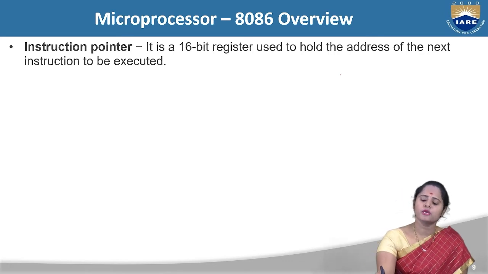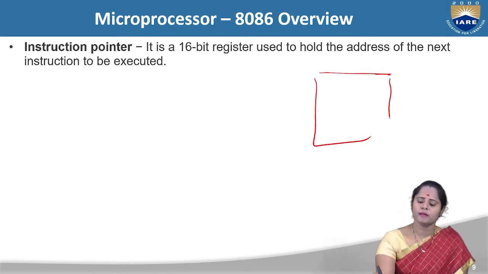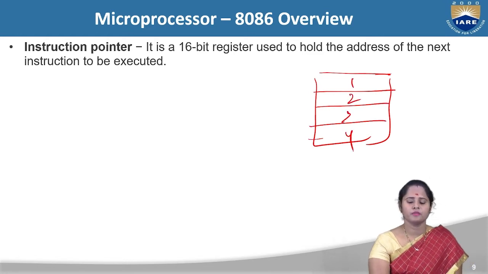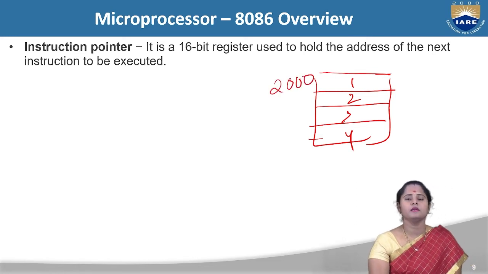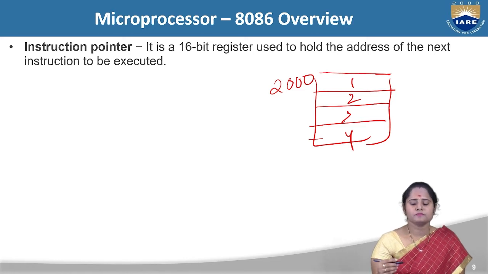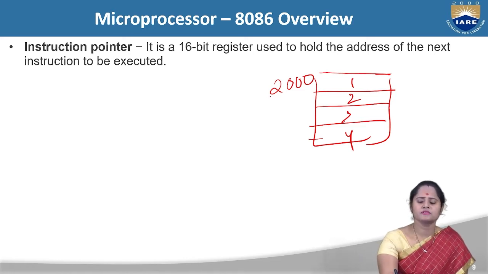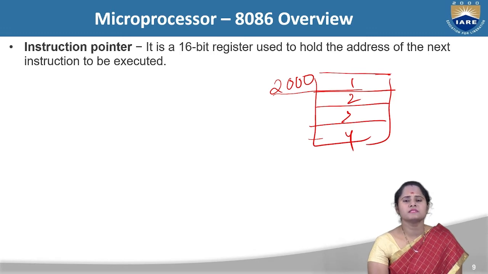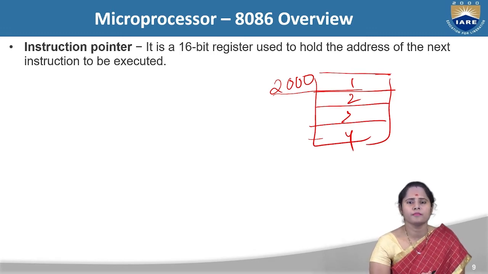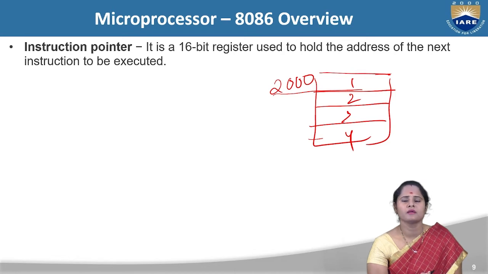So in my memory location, I have a program with some set of instructions like 1, 2, 3, and 4, which is at memory location 2000. I need to execute this program present at 2000. When my processor is executing the first instruction, we have an instruction queue where the second instruction is placed in order. That is what you call pipelining, right?